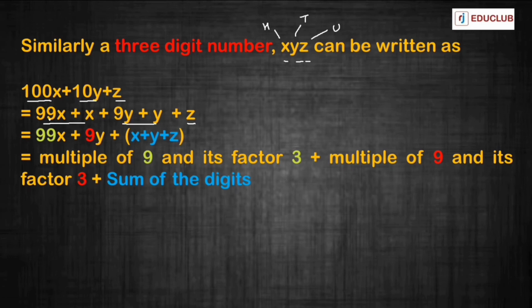Now 99x, and this is 9y. This is also a multiple of 9. 99x is a multiple of 9. Here x is left, here y is left, here z is left. We have taken all these separately because these are not divisible by 9 or 3. Now this is a multiple of 9. Naturally, it is a multiple of 3 also because 3 is a factor of 9. The second term, 9y, for a 3 digit number, is also a multiple of 9 and 3. And we are left over with the sum of the digits.